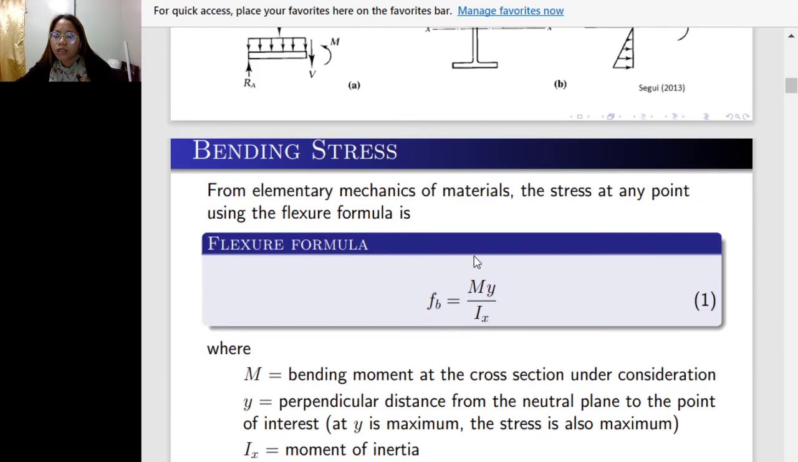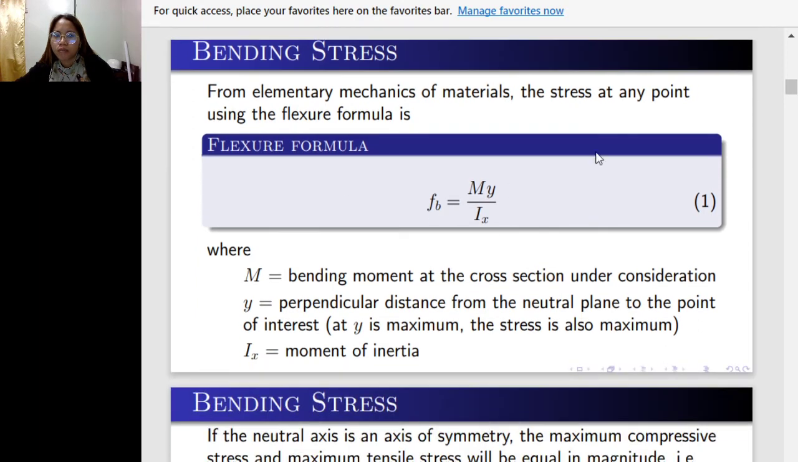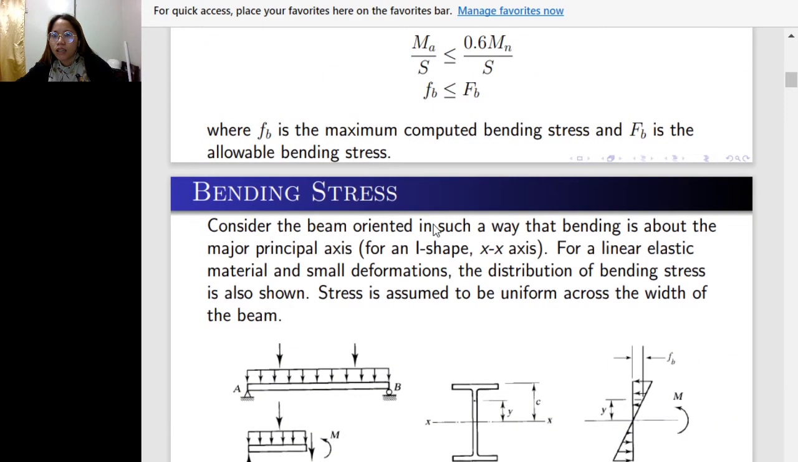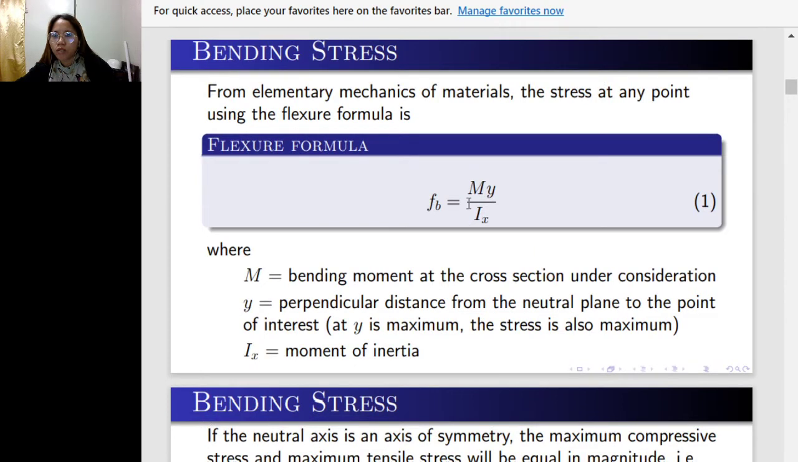The bending stress is the basic concept of your strength of materials. I believe you have already taken elementary mechanics of materials, where the stress at any point using the flexure formula is written as this. This f sub b, which is the maximum computed bending stress, is equal to the moment times y. This y is the perpendicular distance from the neutral plane to the point of interest. So y is maximum when the stress is maximum.